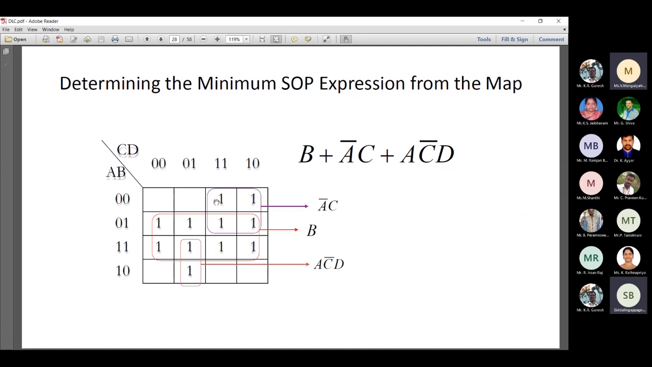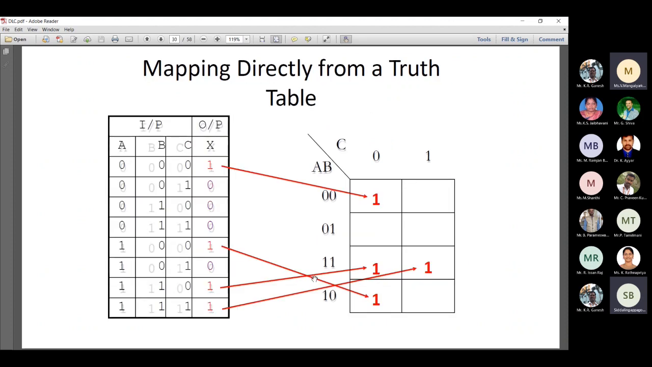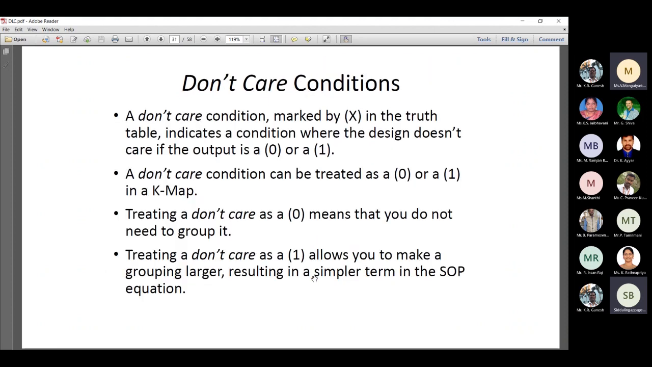Again, grouping, you can see here, pair grouping. You can't leave this one alone, you can combine it with the other. Overlapping is possible. See, the output of this one is A C bar. You can see A, this is C bar. So this is how you can group it, and this is how we represent it.